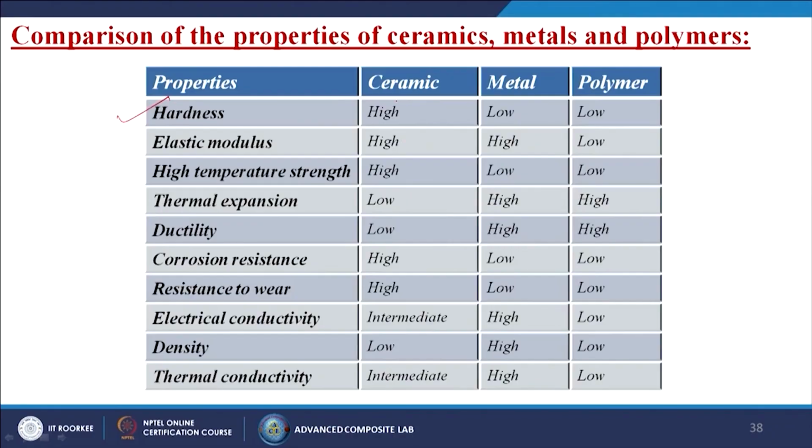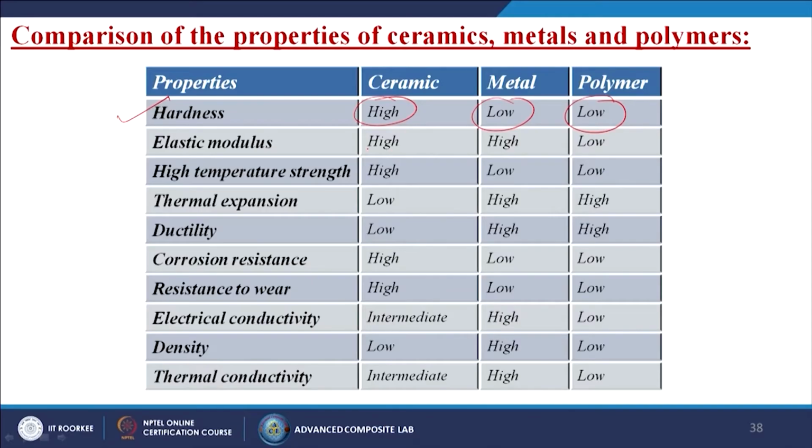Now, we are going to give a brief idea about ceramics, metals and polymers in terms of different properties. Say suppose we talk about hardness: ceramic is very high, metal is low and polymer is also low. Now, some major examples, like elastic modulus. For ceramic it is high, for metal it is high, but for polymer it is low. If we talk about ductility, for ceramic materials it is very low, for metal it is high and for polymer it is also high.